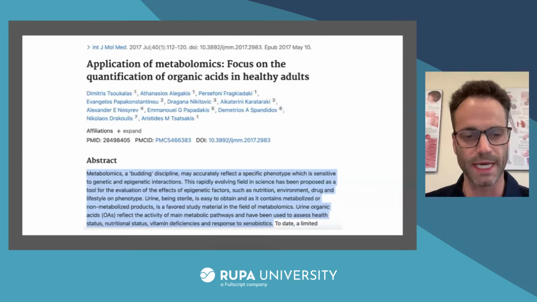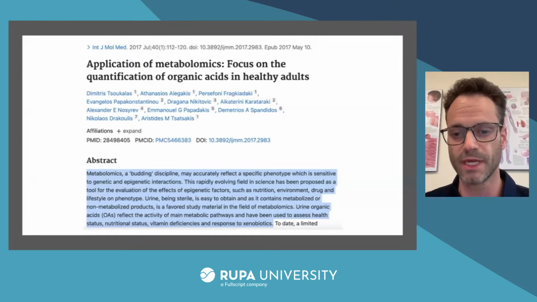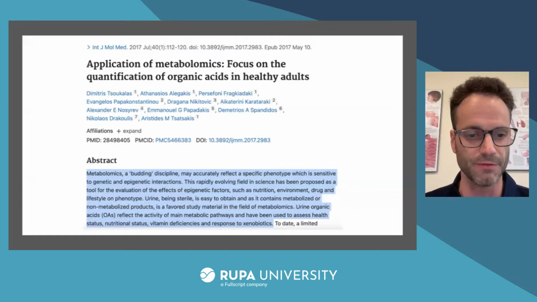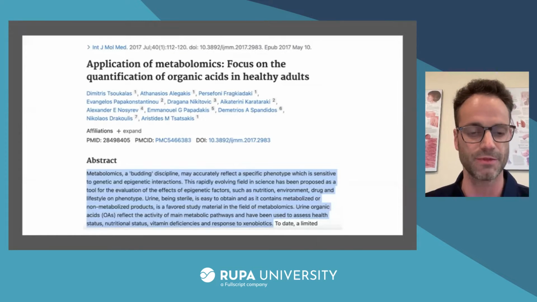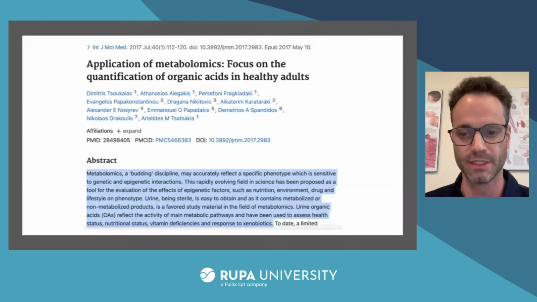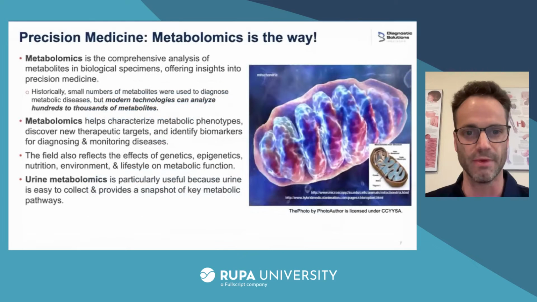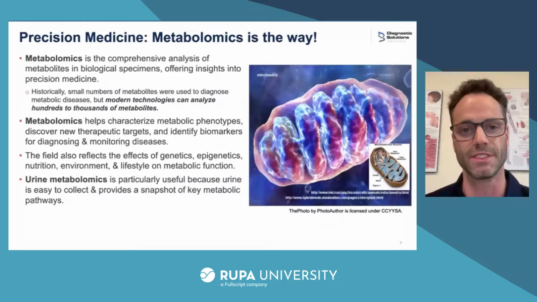So urine organic acids are extremely helpful. And there's been quite a bit of use in the functional medicine, integrated medicine space for about 30 years. So this is not a new test, if you're hearing about it today for the first time or in the last 5 years. It has been around for quite some time. So more about precision medicine and metabolomics.